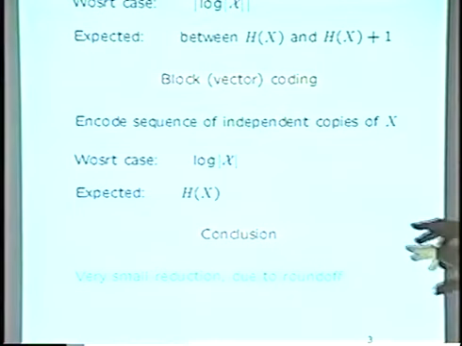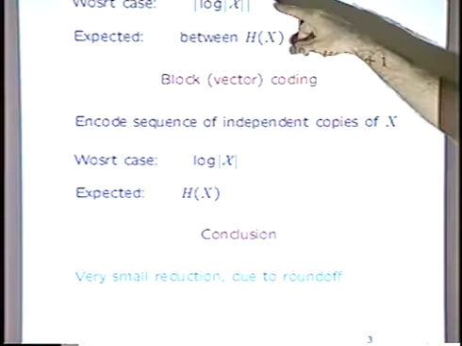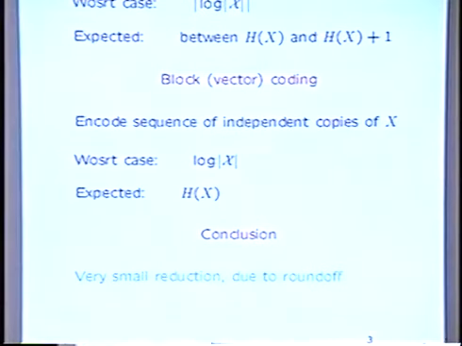Okay? So the conclusion is that if you ask, did I save much, then the answer is no, you saved only less than 1 bit. And the only reason you did that is because of round-off errors, because here this is an integer, you need to round it off to the next integer. So basically you save nothing. Okay? But that's when you want to reproduce x exactly.